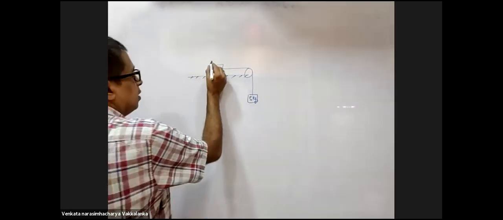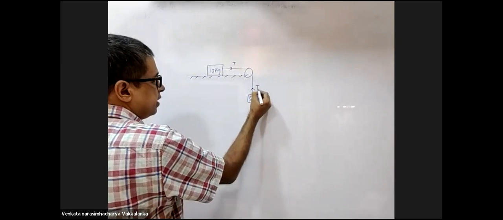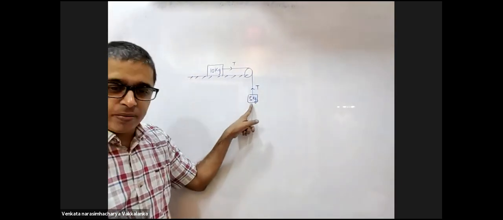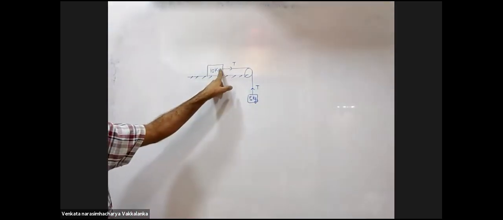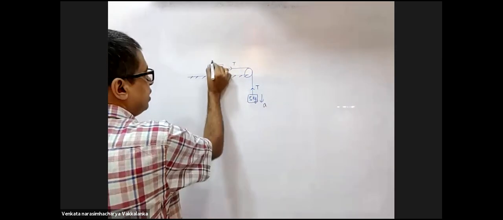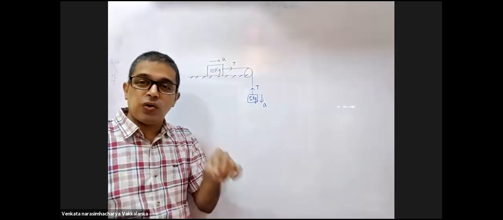First of all, the tension in this string will be T, the tension in this string will be T. Tension will always act away from a point with respect to the point. This is acceleration A, this is acceleration A. Today's class, this is what we will learn.